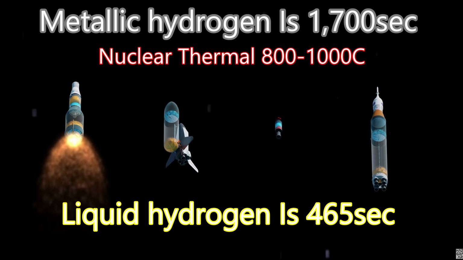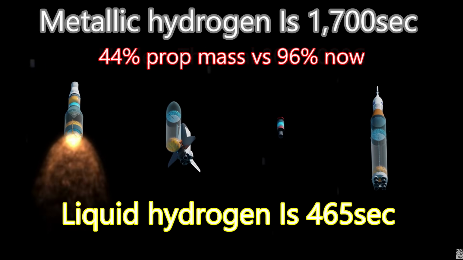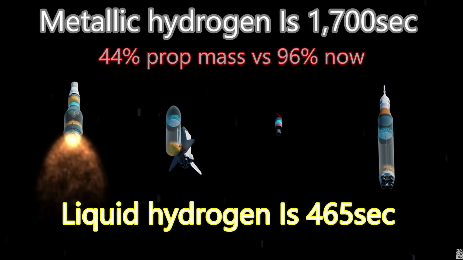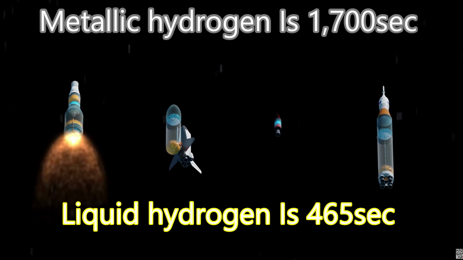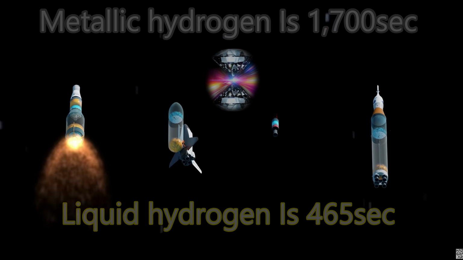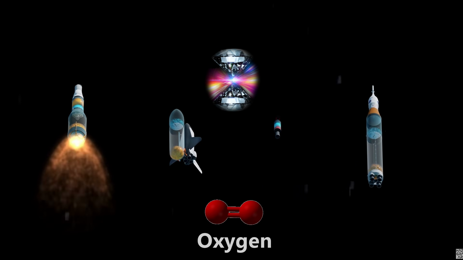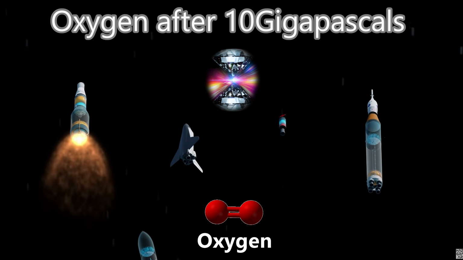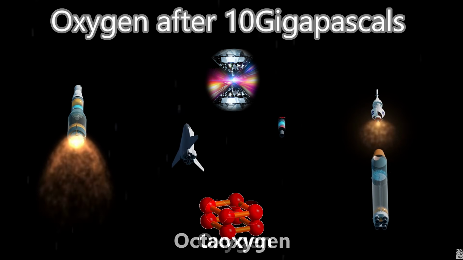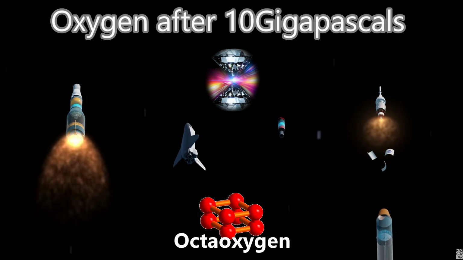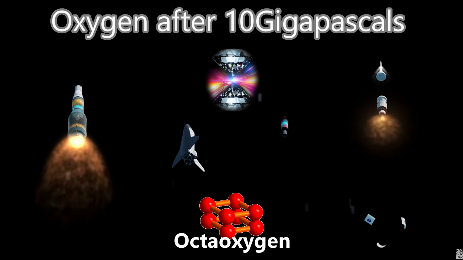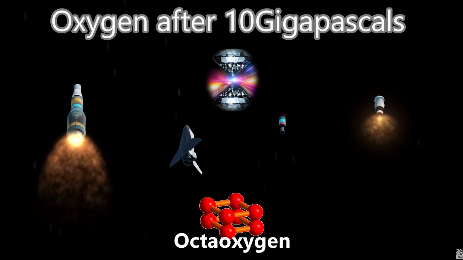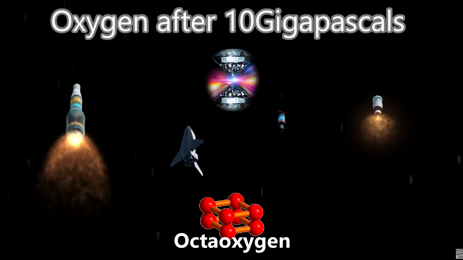That would allow us to get to orbit with propellant tanks holding 44% of our mass. That means spaceships that look like jet airplanes would be possible. There's one more thing you can make in a diamond anvil. If you put oxygen in one and put it under about 10 gigapascals of pressure, this becomes this. This is octaoxygen. This is a very dense solid form of oxygen that is red in color. In octaoxygen, 8 oxygen atoms join together into one compact molecule.